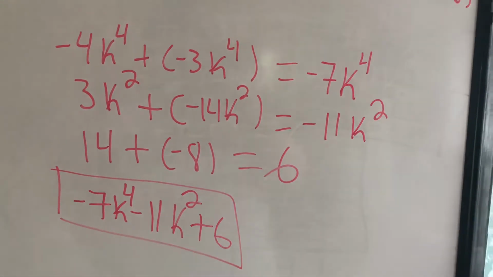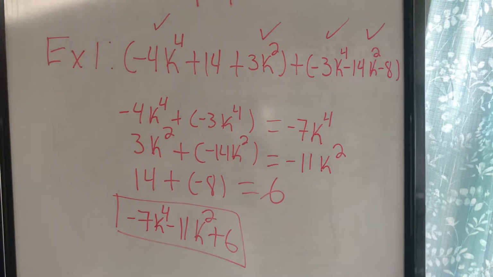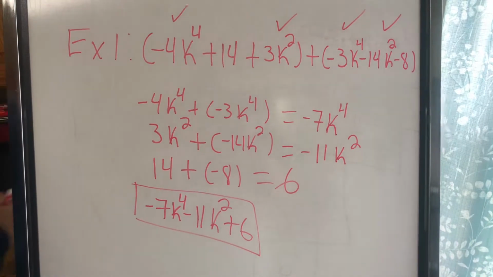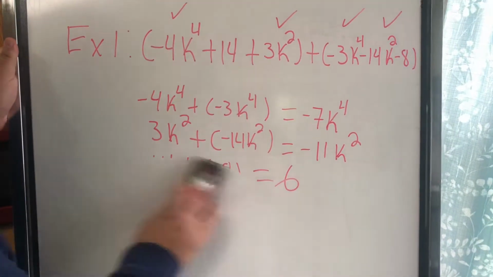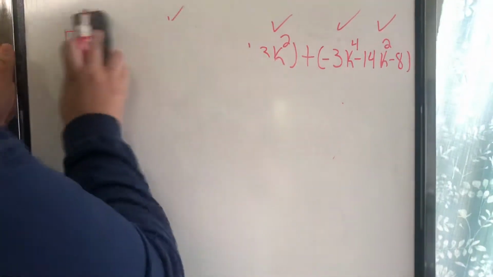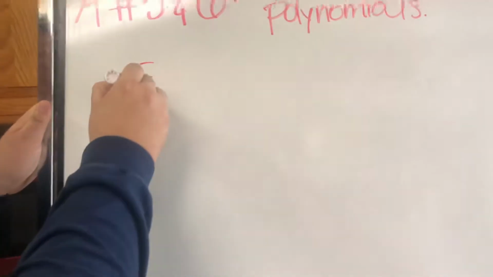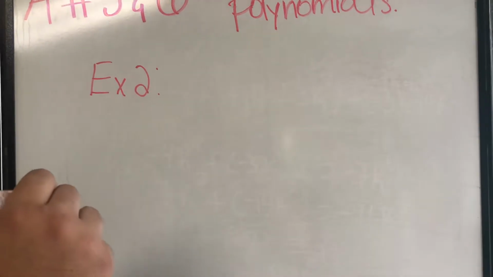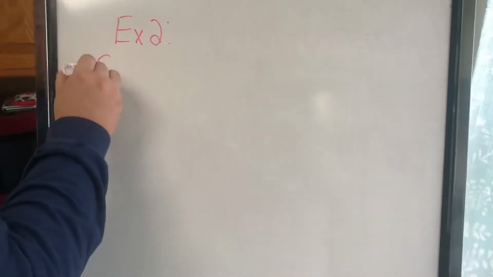Problem 1 is complete. All right, let's go ahead and move to example problem number 2, which will be a subtracting problem. This is the one where the new rule comes into play. So, example problem 2. Let's say we have the following problem. I'm going to extend this to the bottom so I have some space.